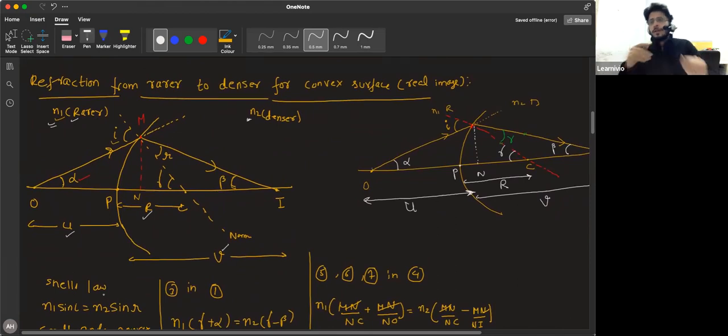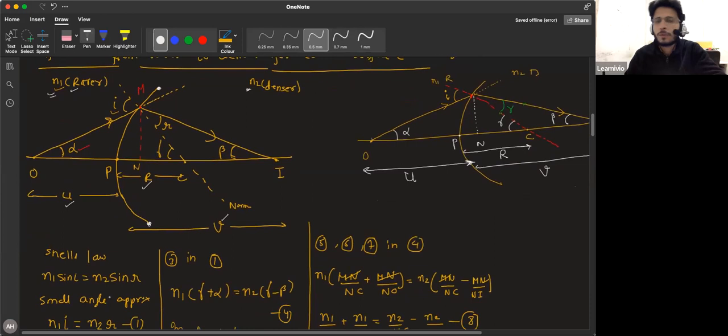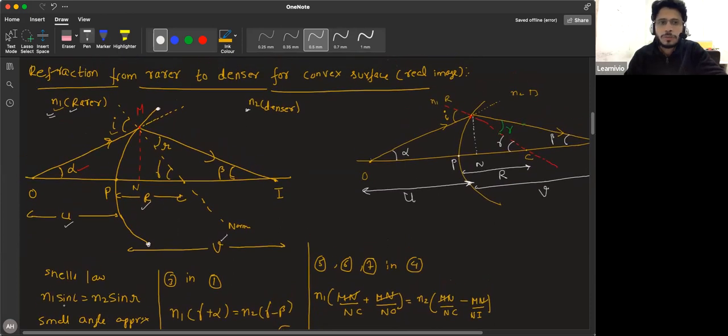Throughout lenses and spherical refracting surfaces, we use the small angle approximation. We assume that the size of this surface, from here to here, is very small. The aperture is very small. If the aperture is small, then I and R and alpha, beta and gamma are small angles. If angles are small, you can use the small angle approximation, which simply says that sin I is equal to I and sin R is equal to R.